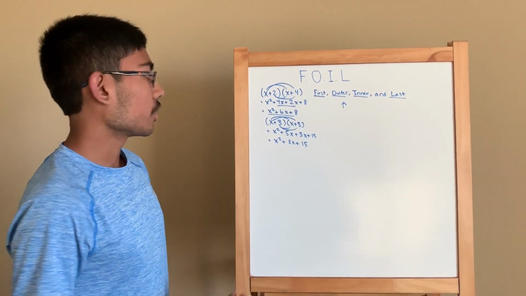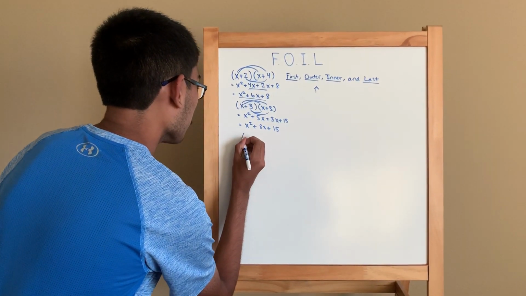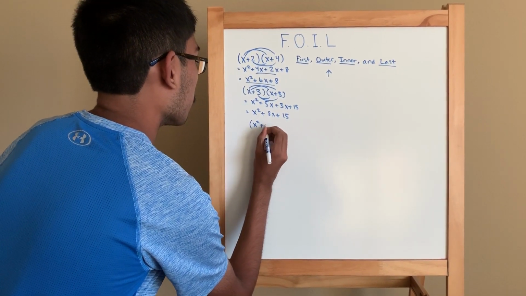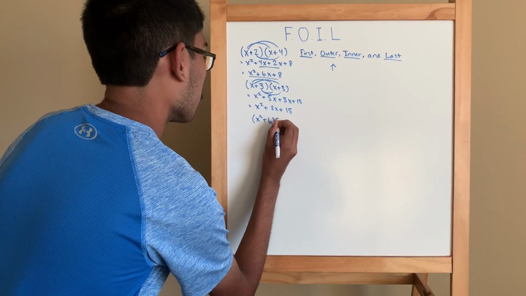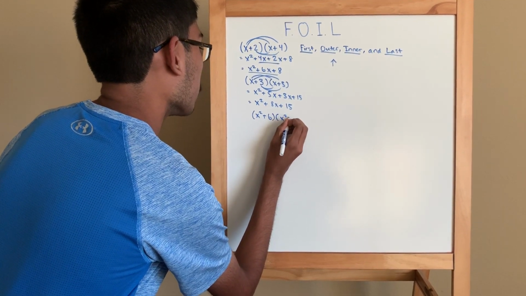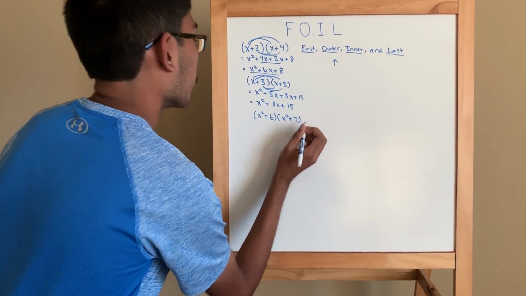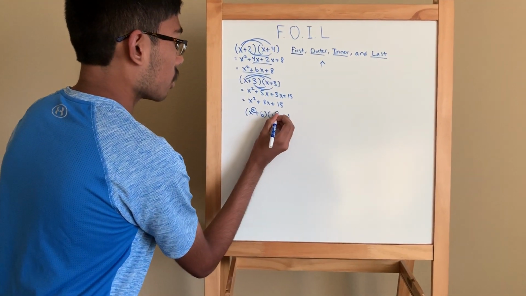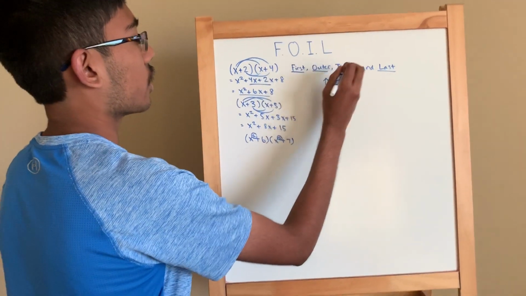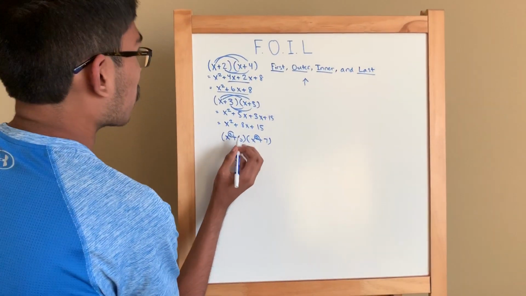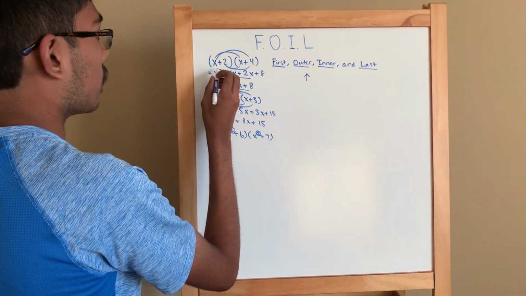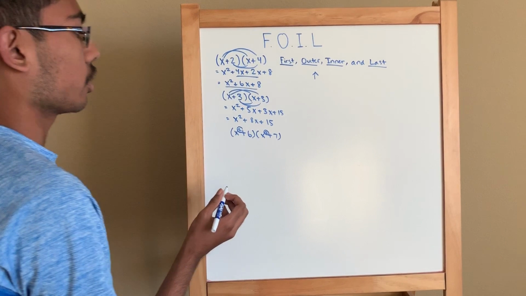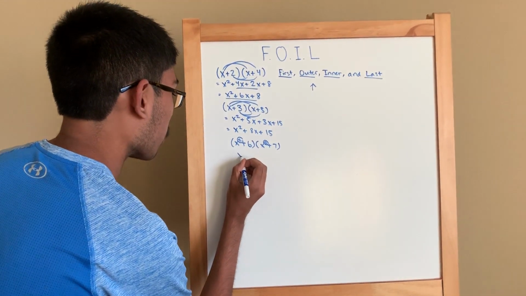Now let's try something harder. Let's try x squared plus 6 and x squared plus 7. Now, this might look different because of the squares, but you're still following the rule first, outer, inner, and last. So here you had x times x, which you did x squared for both of these. Here you have x squared times x squared, so that's just x to the power of 4.